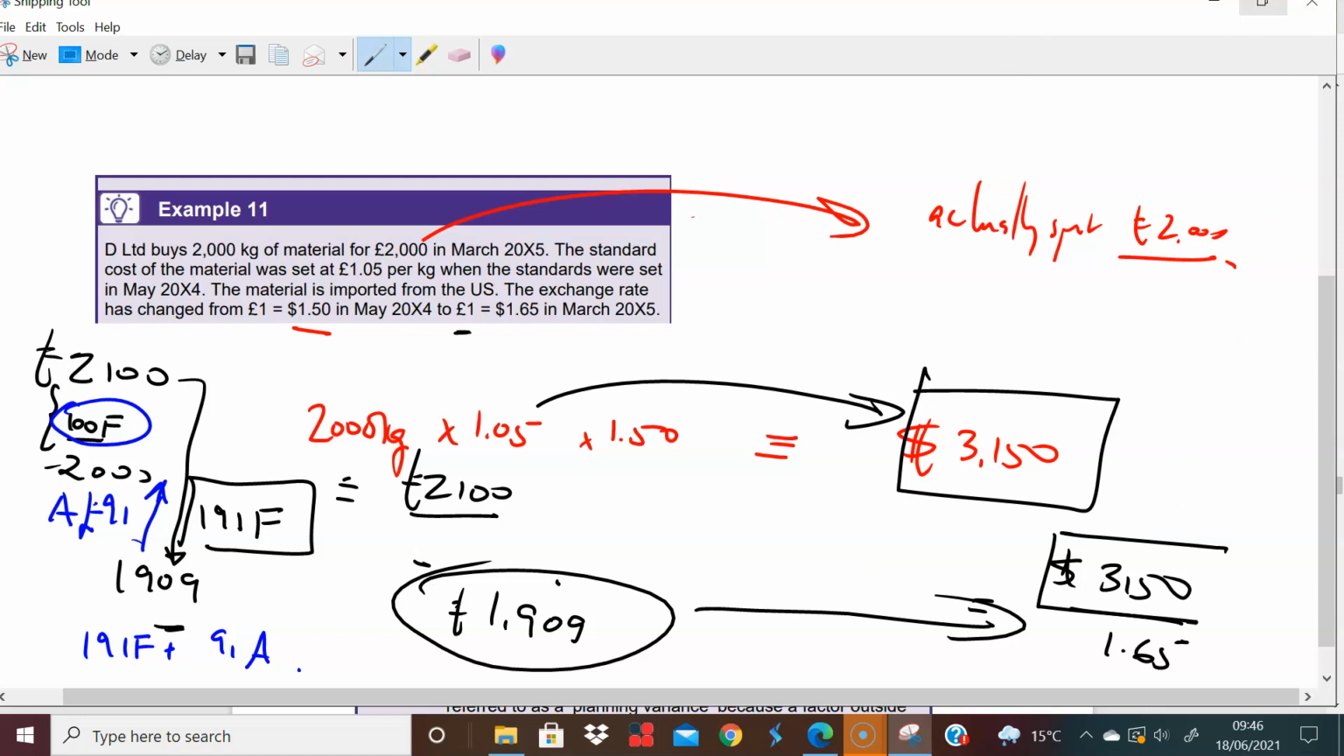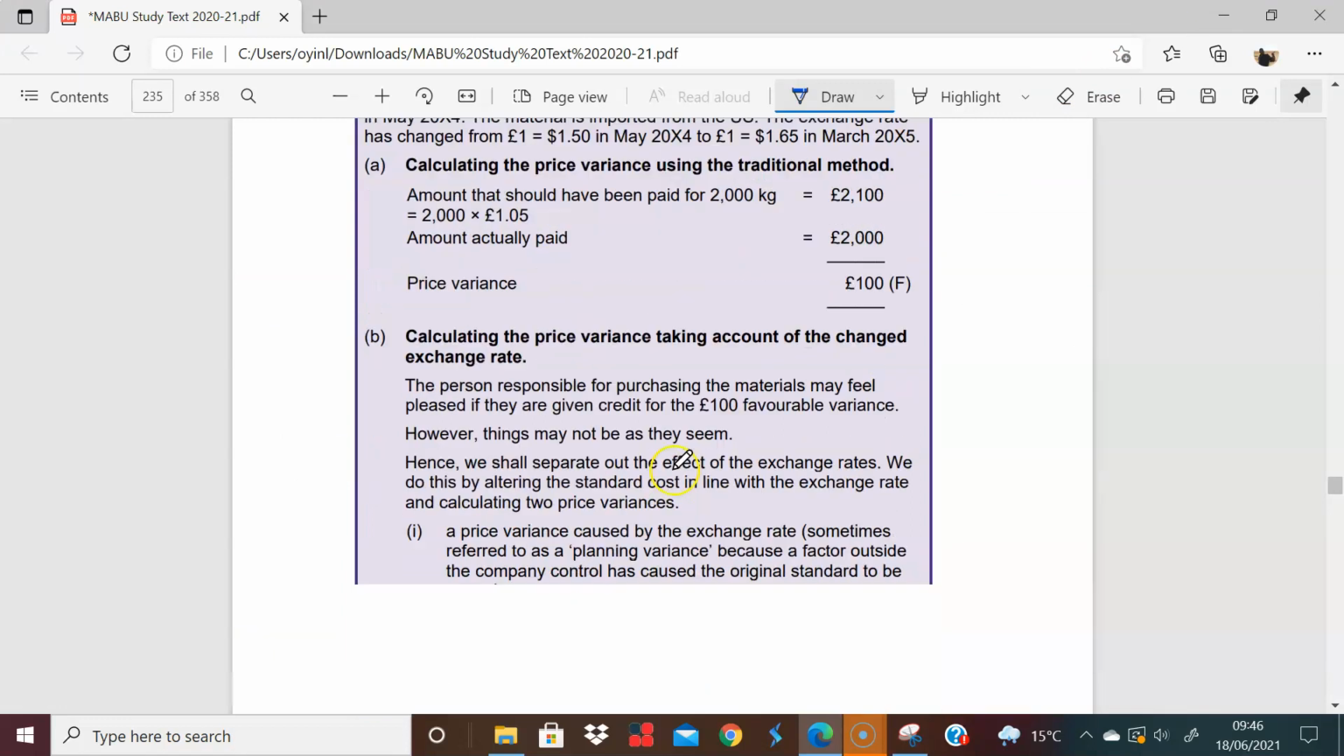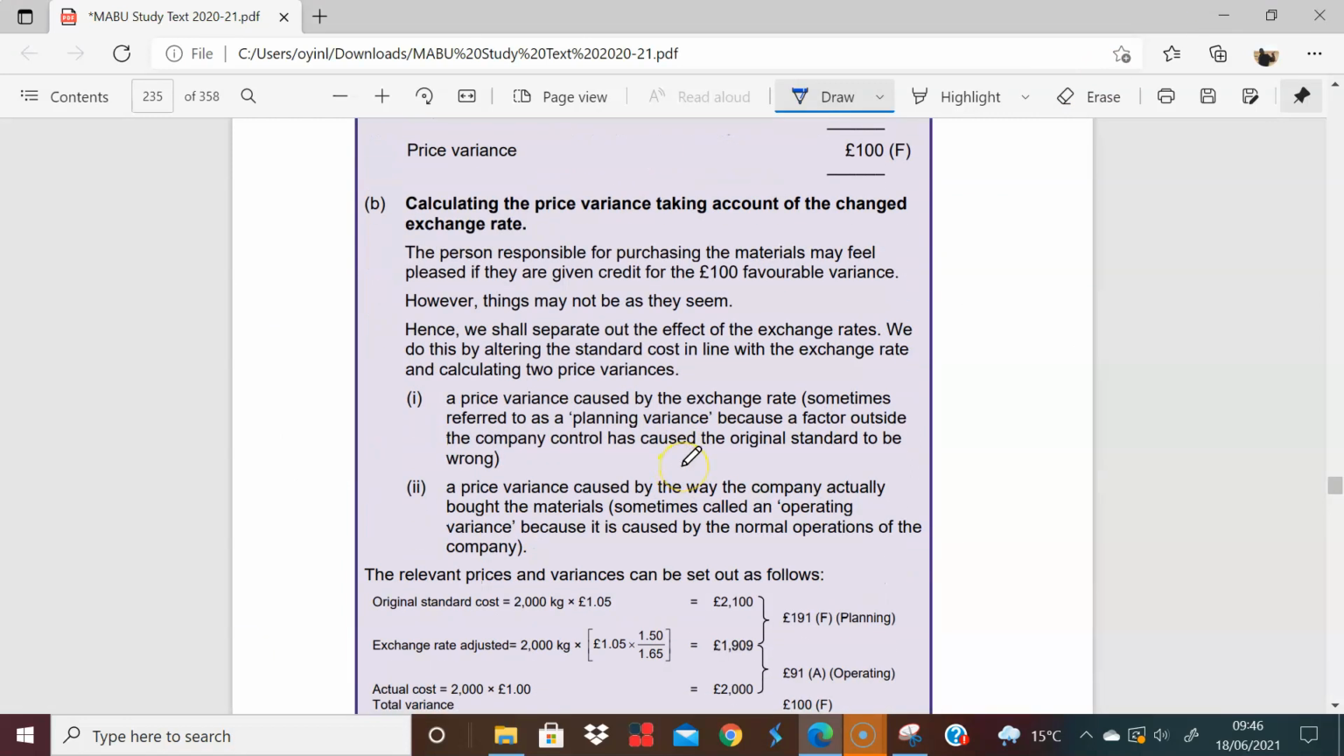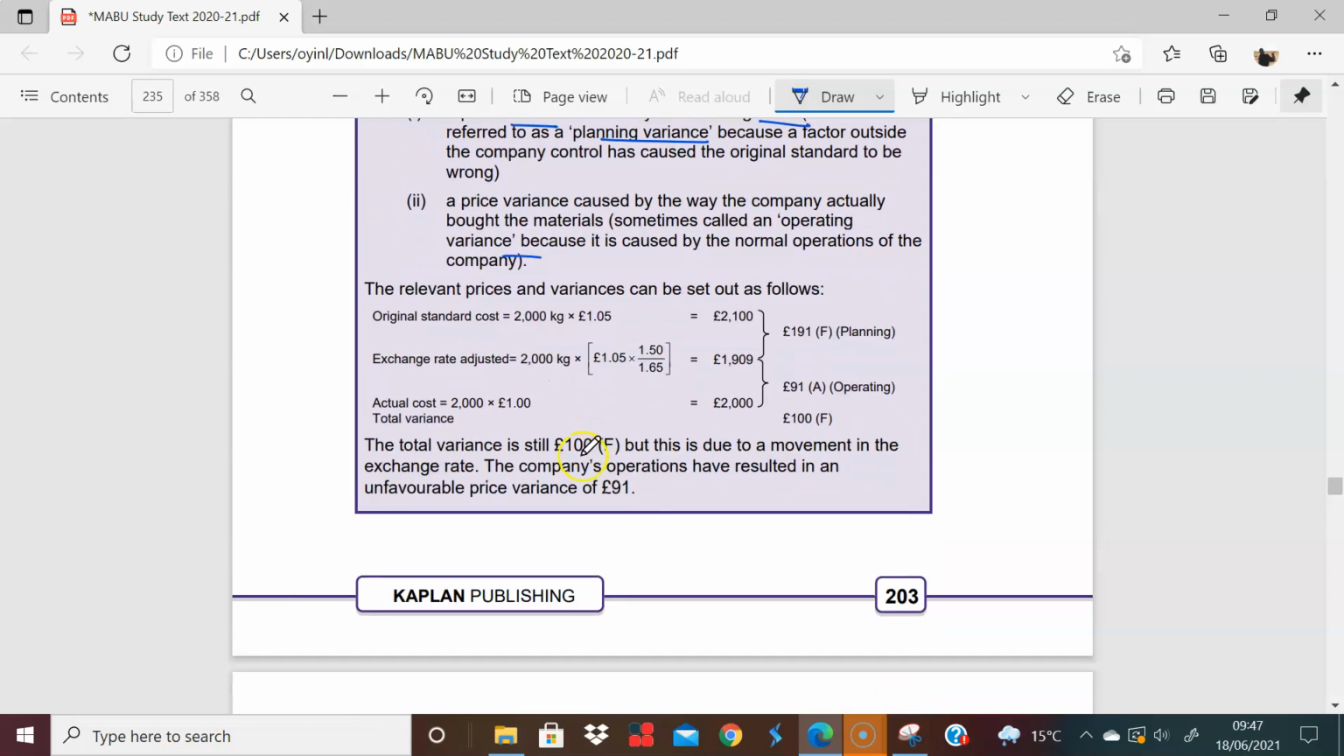So let me go back to the main page and see how they tackle it here. The key point is they're highlighting that the person responsible for buying the material may feel that they should be given credit for the 100 favorable variance, but no. Let's separate out what we see here: a price variance caused by the exchange rate, sometimes referred to as a planning variance, outside your control, and what we would call an operating variance, where you have some control over this.